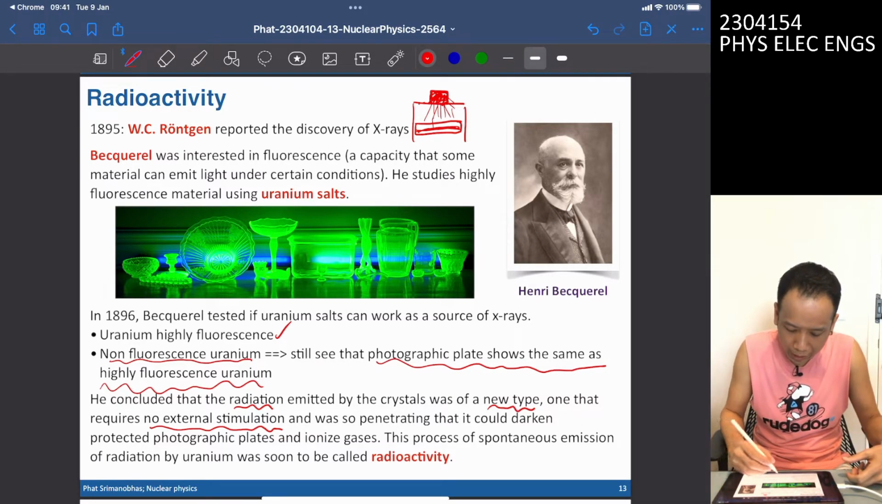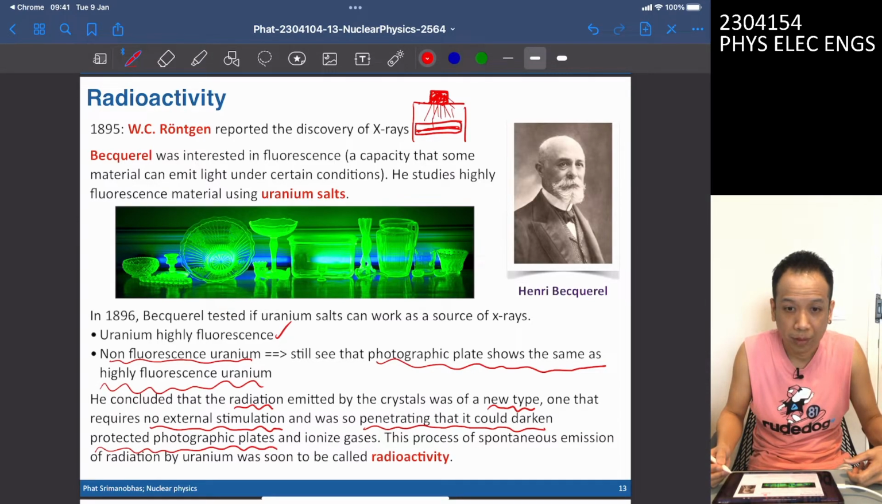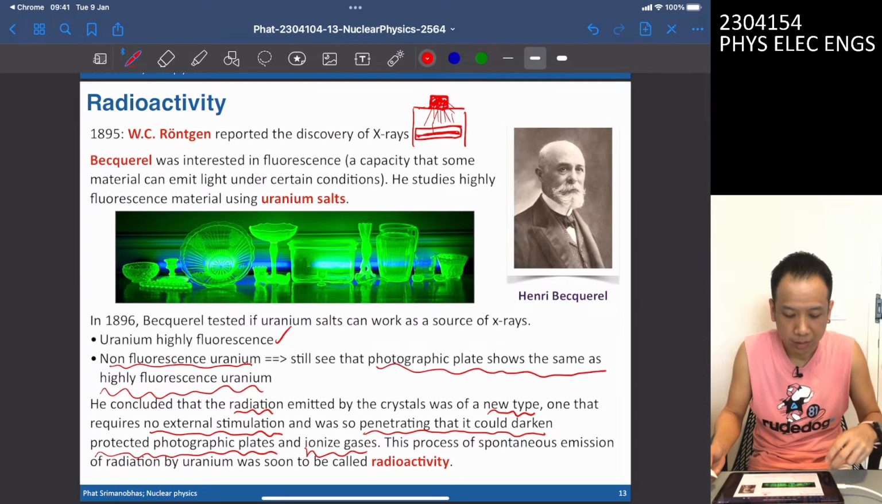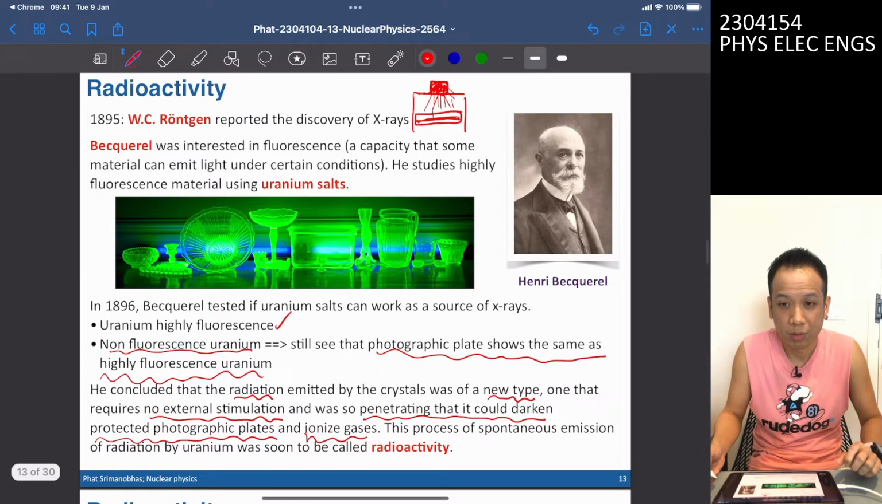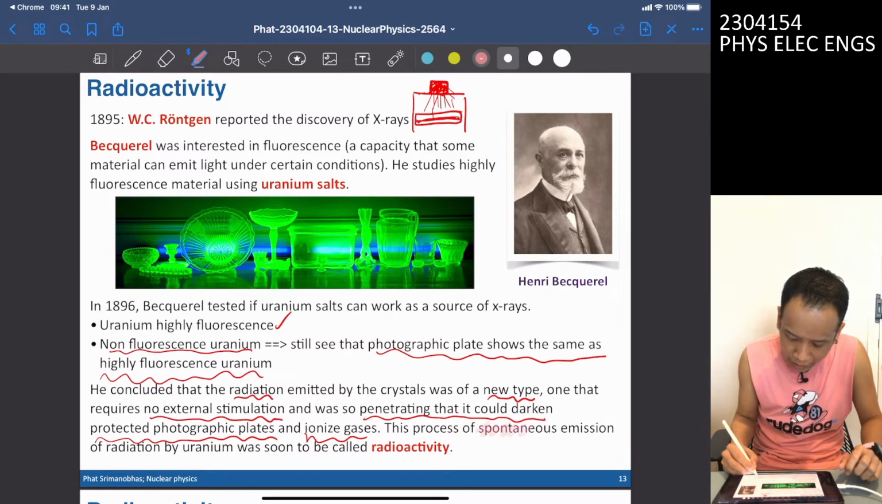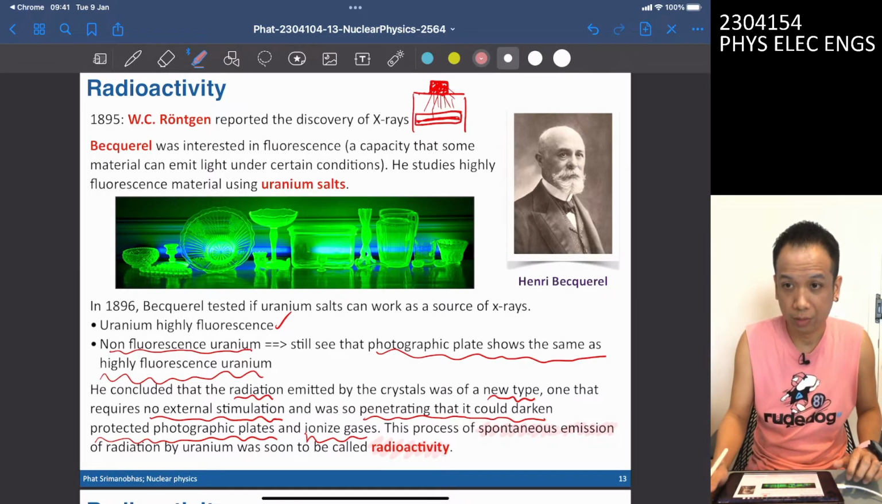And it can penetrate, so it could darken the protected photographic plate. It can also ionize gas. This is what he got from his results. This kind of process, as I said already, is a spontaneous process, spontaneous emission. And with that we have what we call radioactivity.